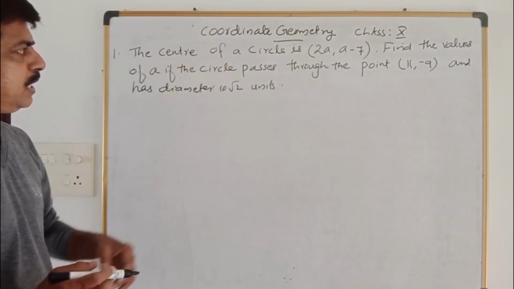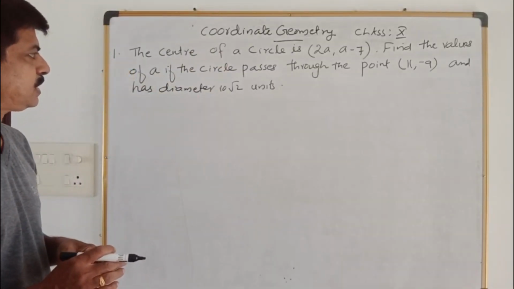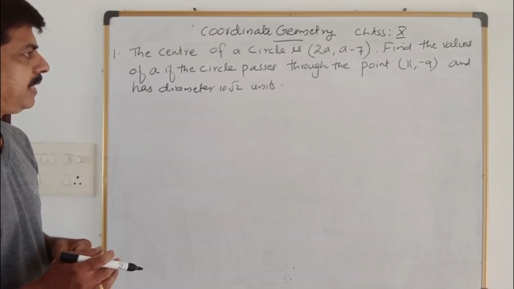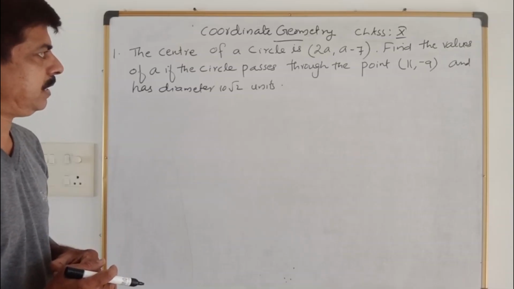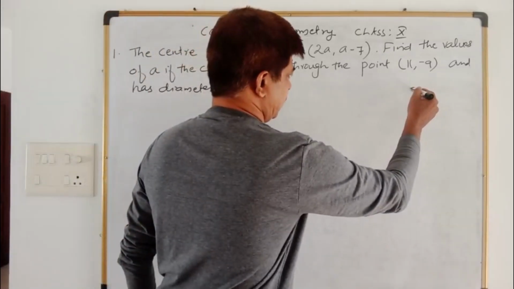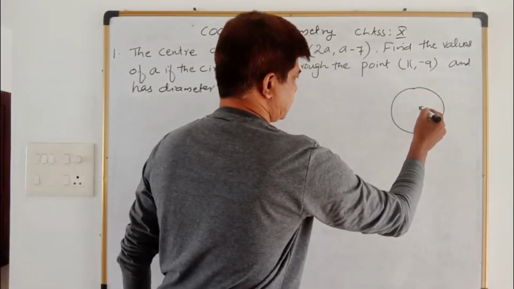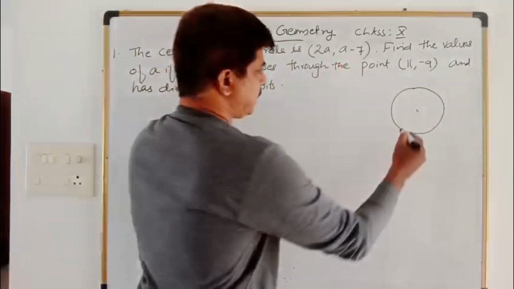The center of a circle is (2a, a minus 7). Find the values of a if the circle passes through the point (11, negative 9) and has diameter 10 root 2 units. Here we are given a circle with the center (2a, a minus 7), which is given in terms of a.